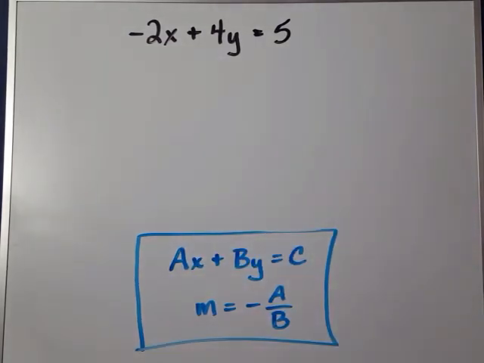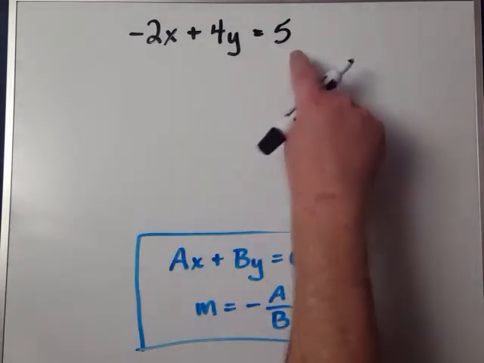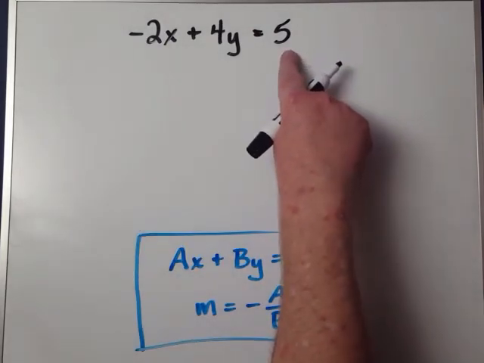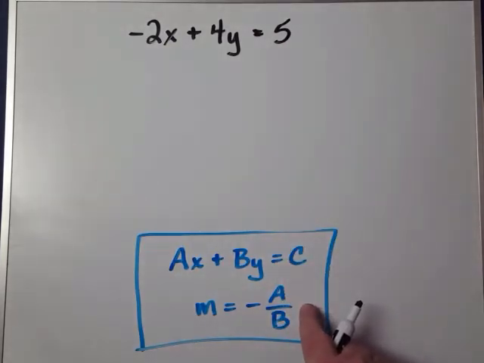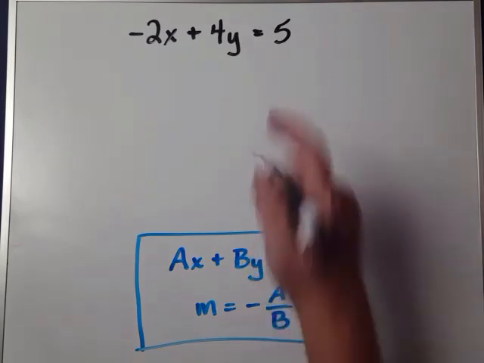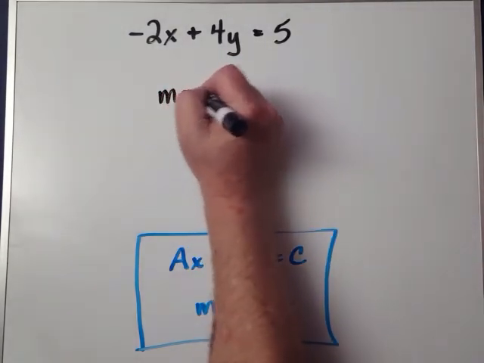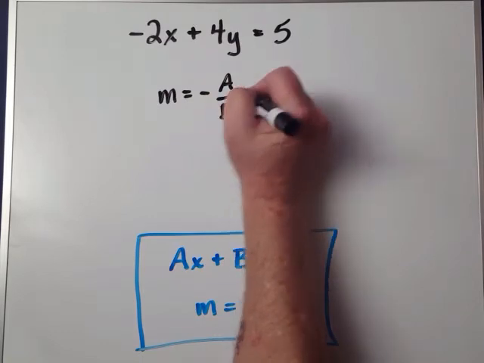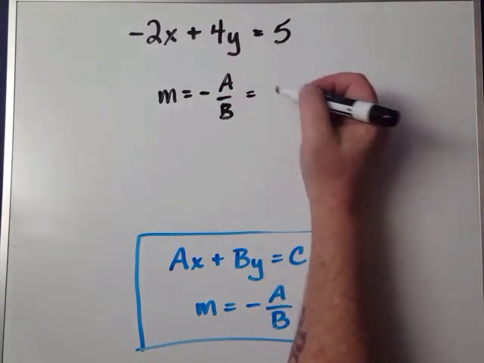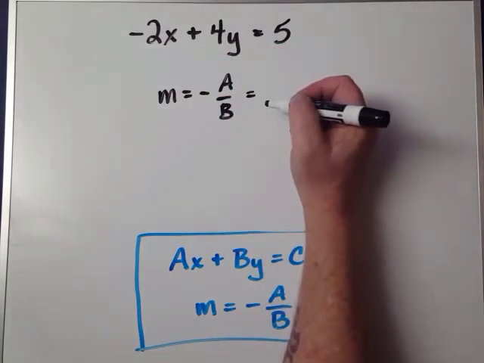Well, guess what? I just solved all equations for y. And I discovered that if I have an equation given in standard form, the slope will always be negative A over B. If I use that here, A is the coefficient on x, B is the coefficient on y.